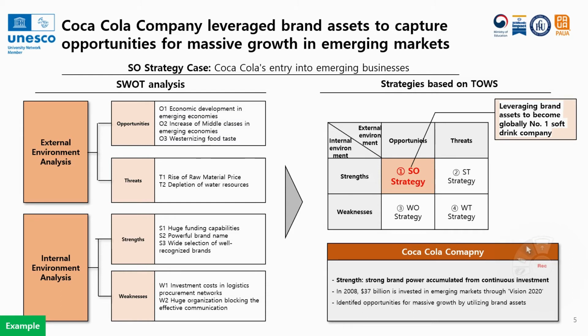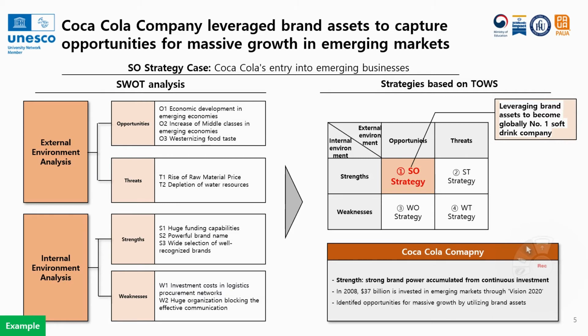And also the size of the company is so big, and that may trigger ineffective communication among themselves. So a huge organization may block the effective communication. So that's the analysis of the SWOT of the Coca-Cola's business. And let's have a look at the strategies based on TOWS.